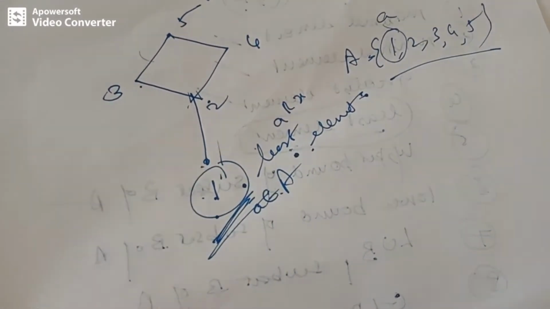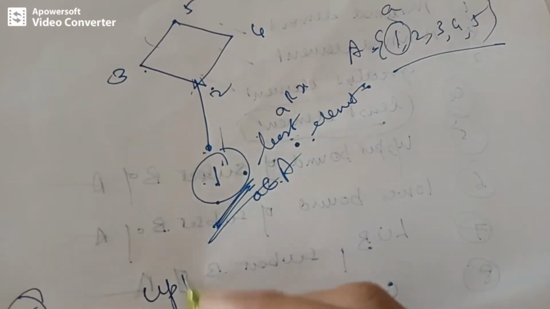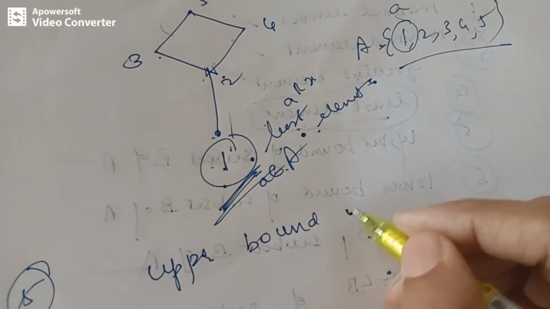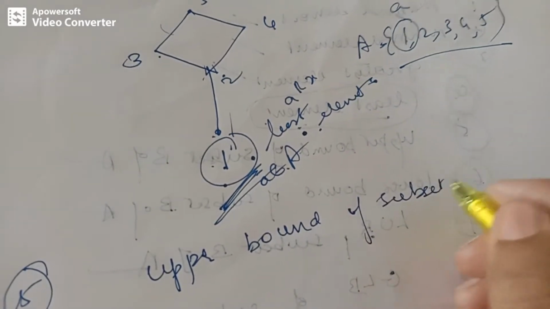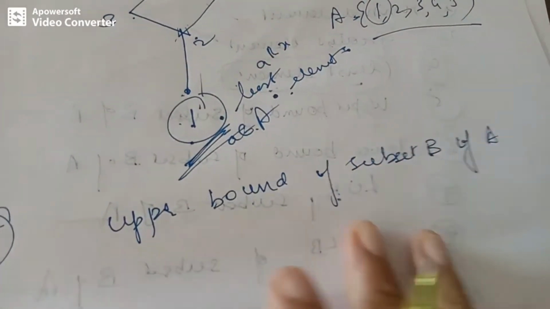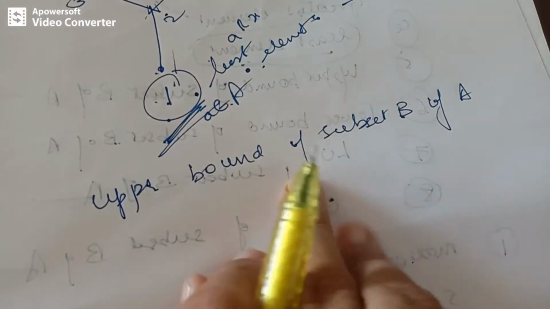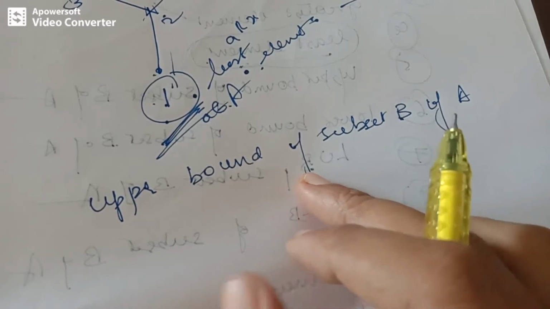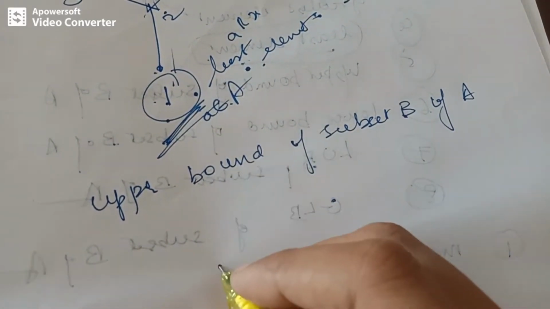So next, coming to the upper bound. We'll talk about the upper bound of subset B of A. So we are taking a subset B of A. To illustrate this example, let me take this Hasse diagram.